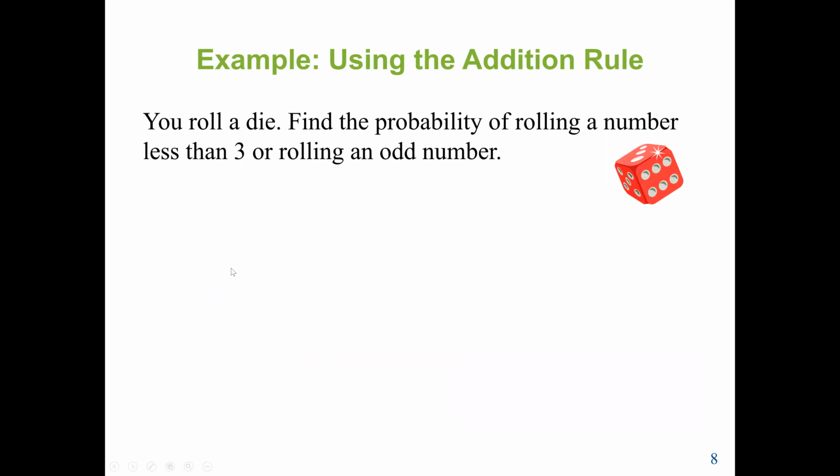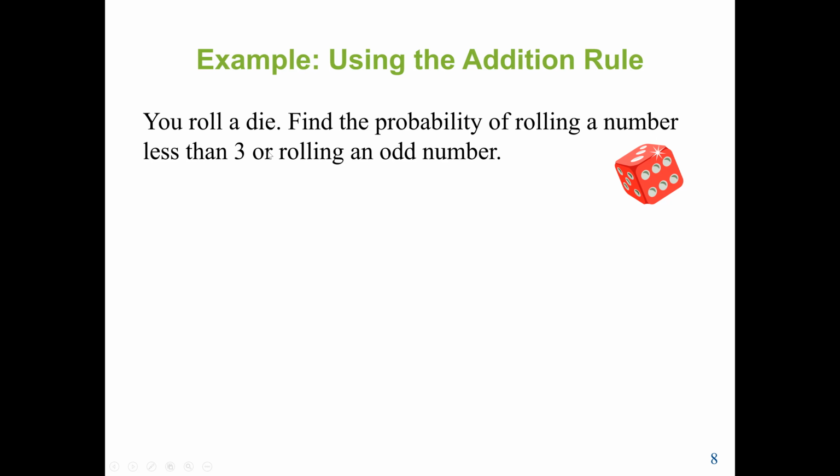Now let's see another example using the addition rule. Here they say we roll a die. We should find the probability of rolling a number less than 3 or rolling an odd number. Here we need to be very careful, because for rolling less than 3, we know a die starts from 1 to 6, so less than 3 means we get only 1 and 2. But the odd numbers will be 1, 3, and 5.